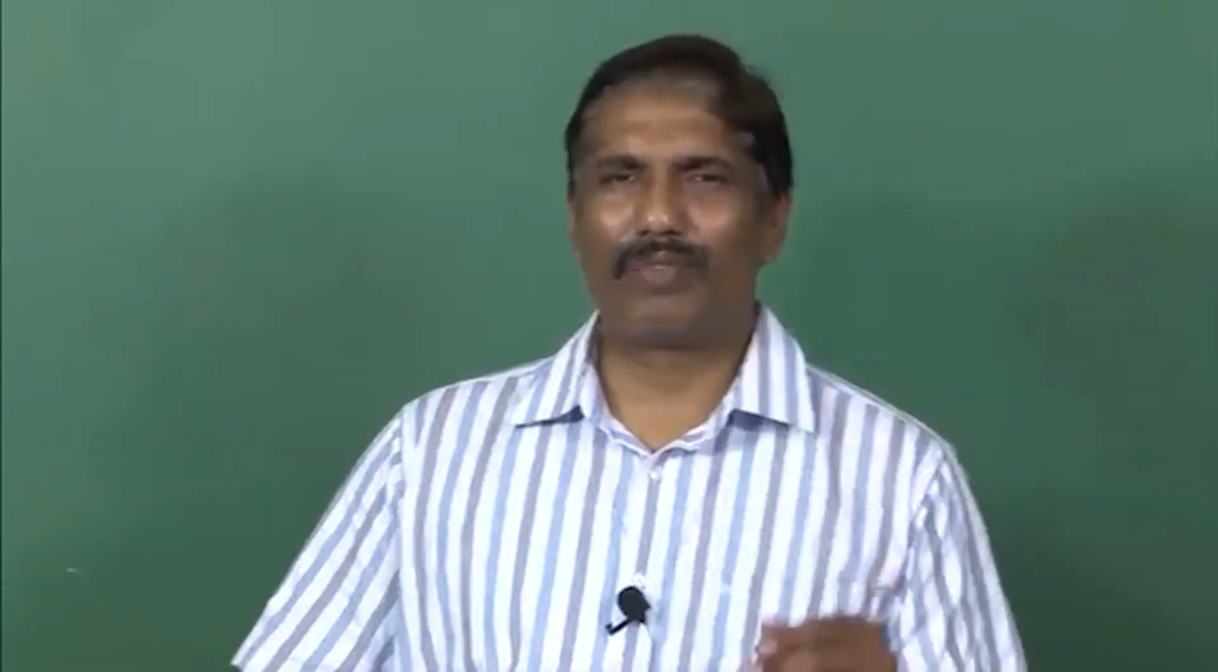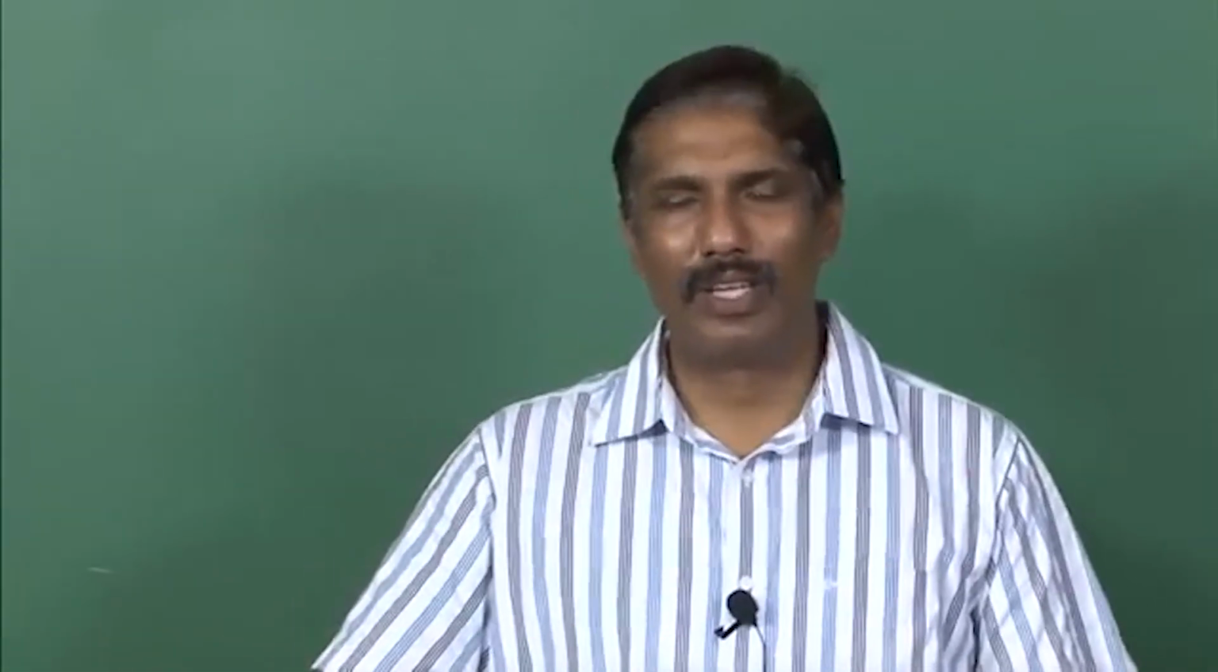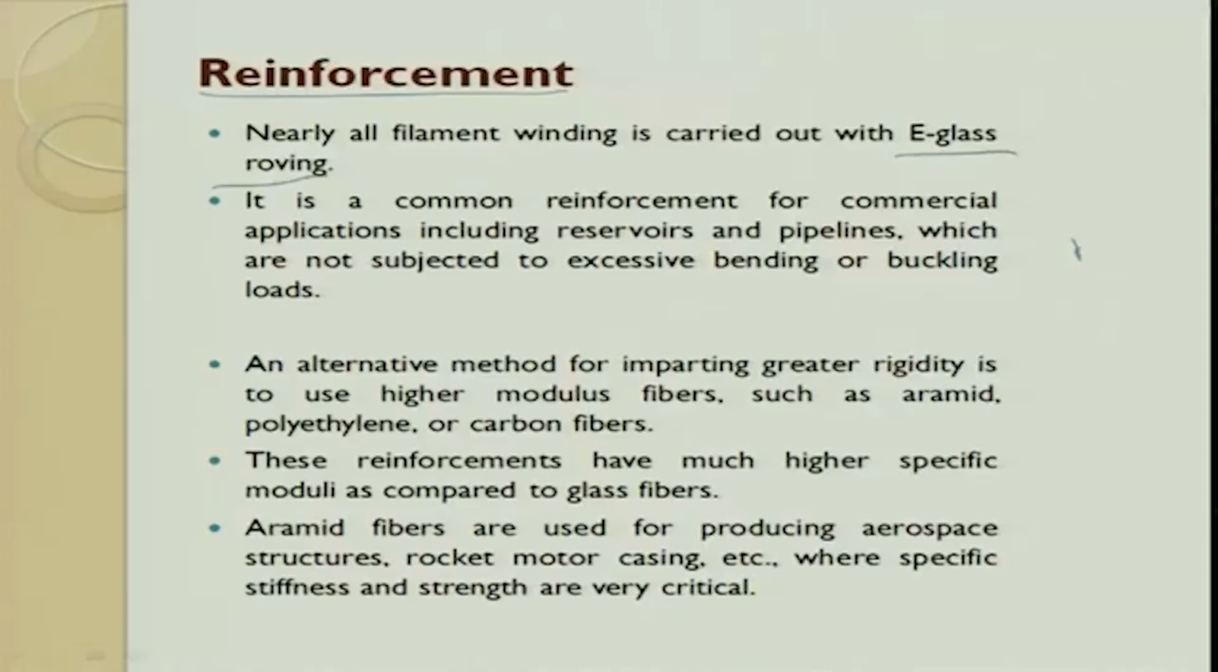For example, if you are thinking of a sewage pipe to be made, where you have to have the economical factor as one of the major things, we always go with glass fiber, which is freely available, or economically available for commercial applications like reservoirs, pipelines, and not subjected to excessive bending and buckling loads. So predominantly it is used for non-structural applications, that means something like reservoirs and pipelines.